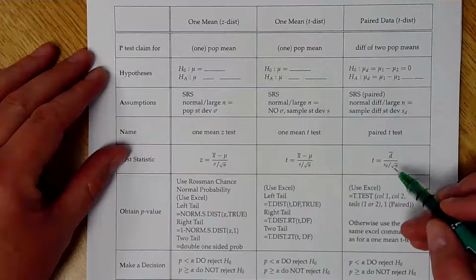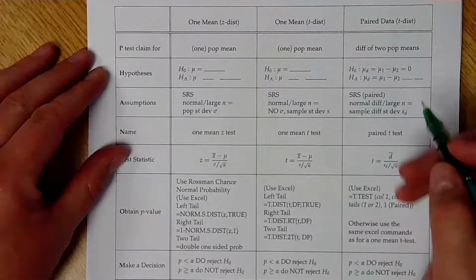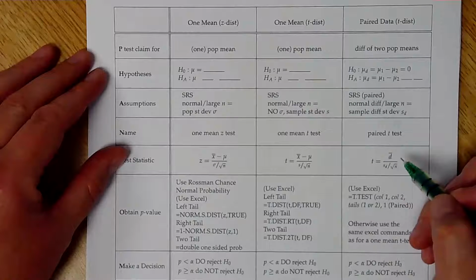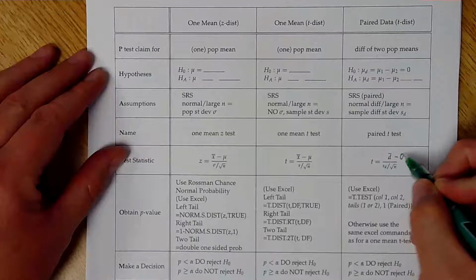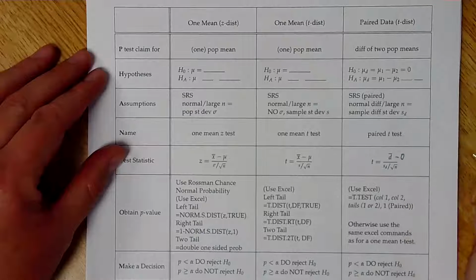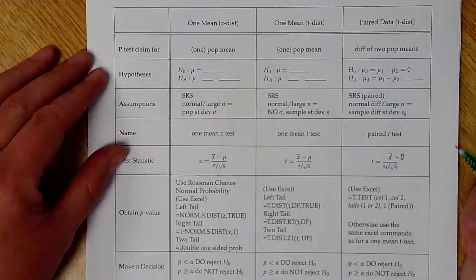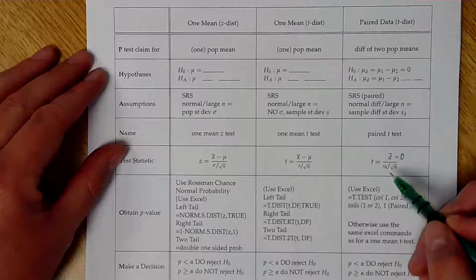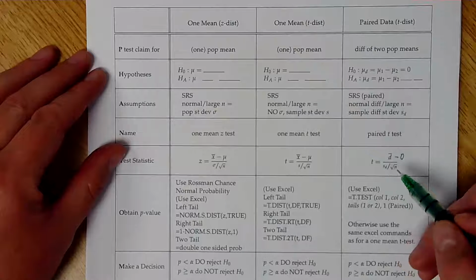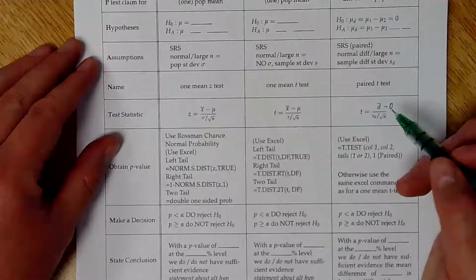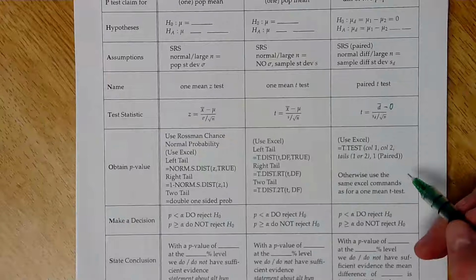So we get t is equal to d bar. And really, this is d bar minus our null hypothesis. But because our null is that there's no difference, we would just be subtracting 0 there. And then that's divided by the standard deviation of the differences over the square root of n. There's a couple of ways we can get our p-value from this.